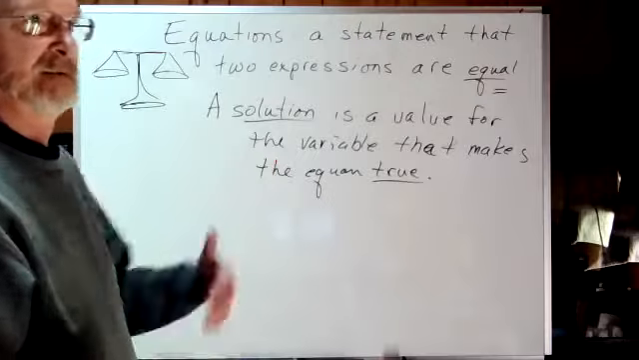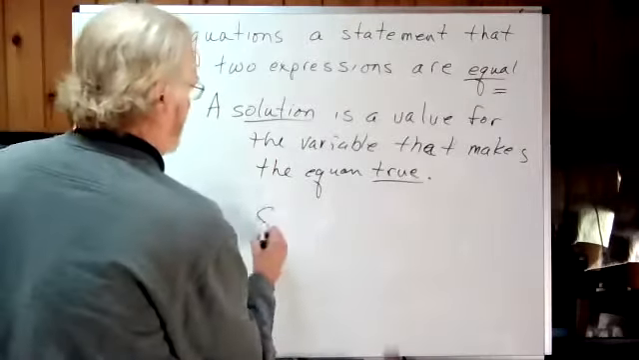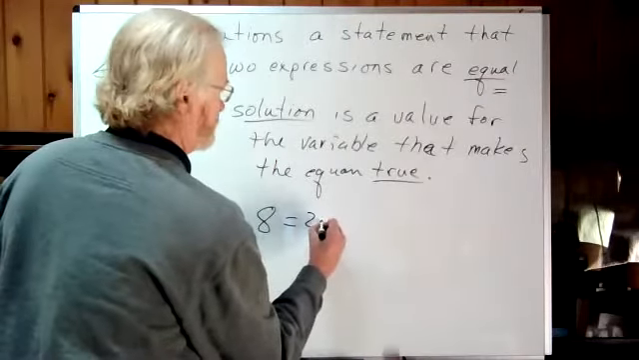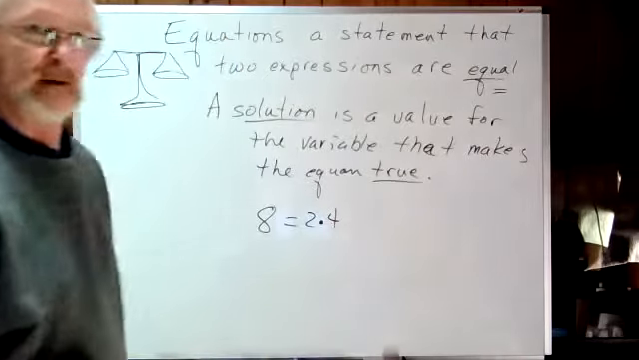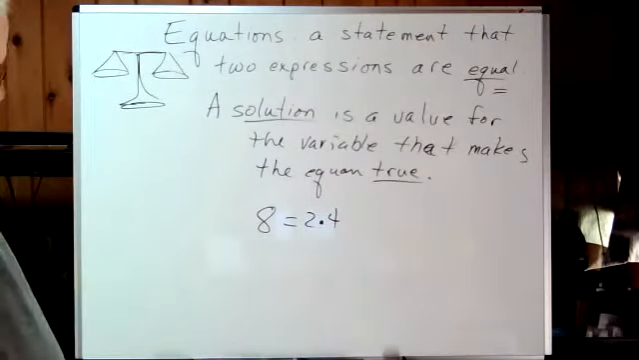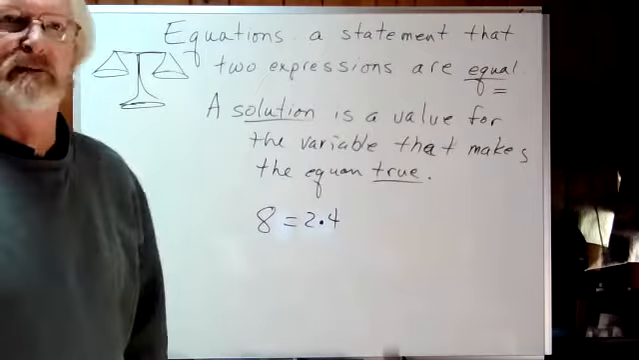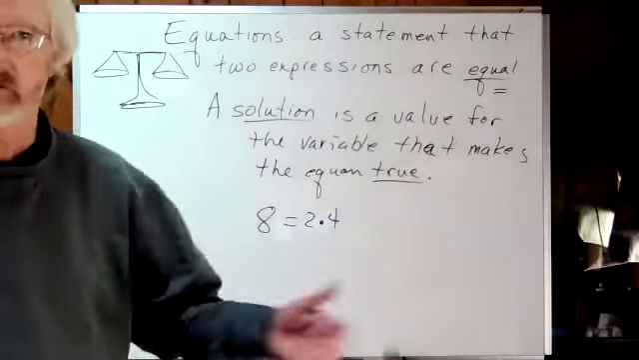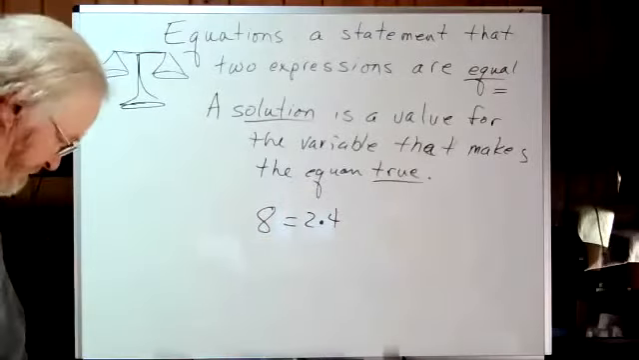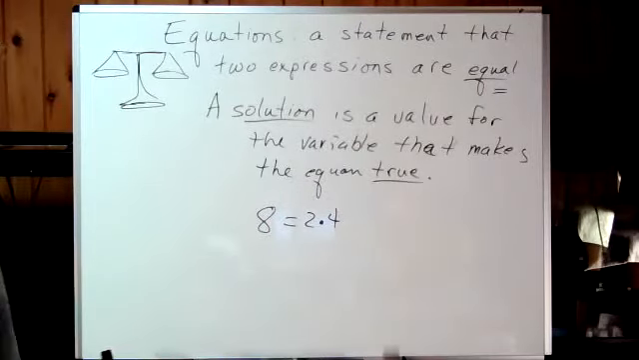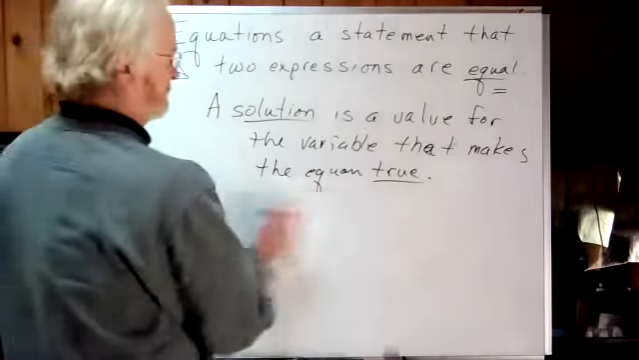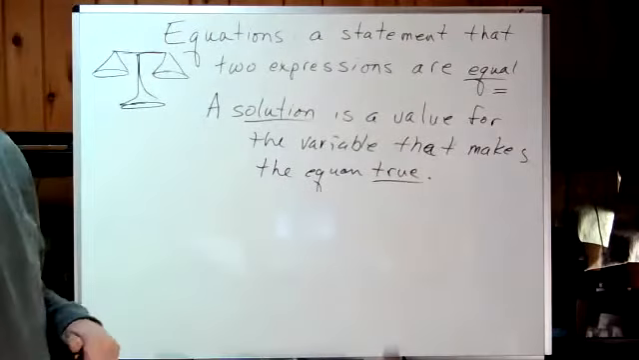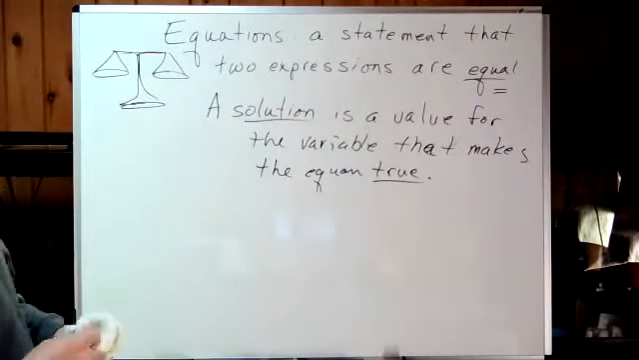Just as an equation, I could say, 8 equals 2 times 4. Now there's no variable in there, but is that a true statement? Well, yes. So that's a true equation. I could write 5 equals 7, and that's a false one. So however I got there, that one wouldn't be solved. So in general, we're looking for values for the variable that will make this relationship statement true.